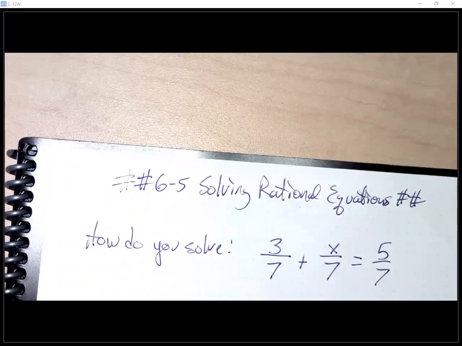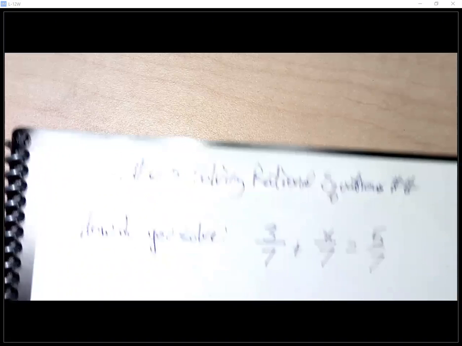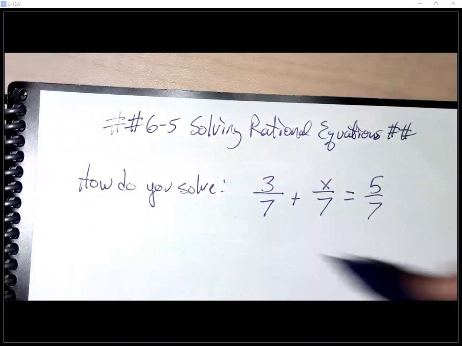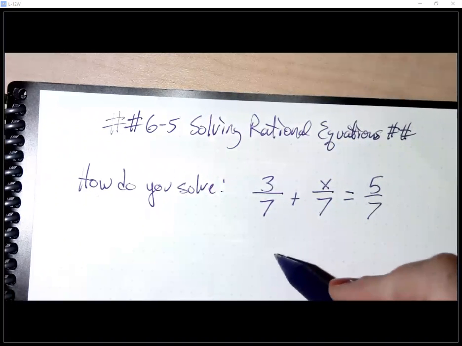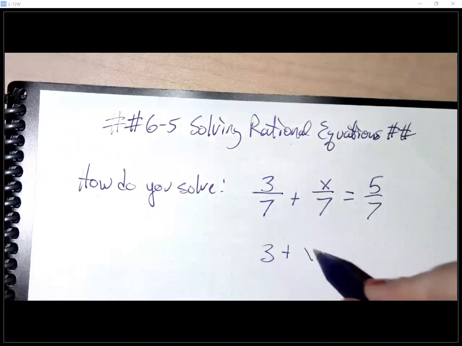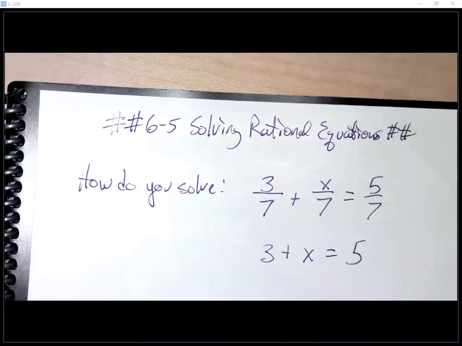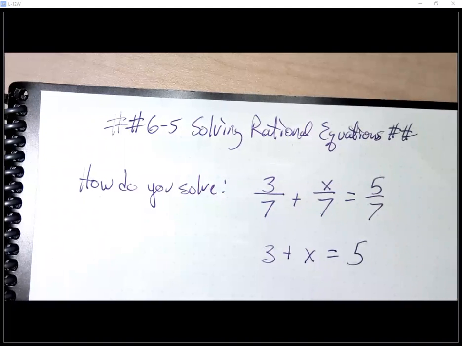Now, take a look at this. See how all of their denominators are the same all the way across? Everybody's denominator is a 7. Would I have gotten the same exact answer if I just ignored the denominators? If I just looked at the equation formed by the numerators, don't I still get 2? It's the same answer.